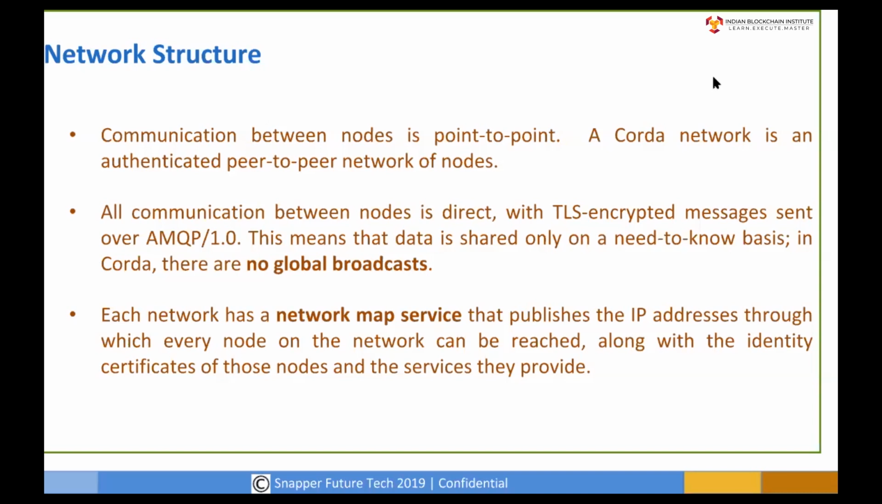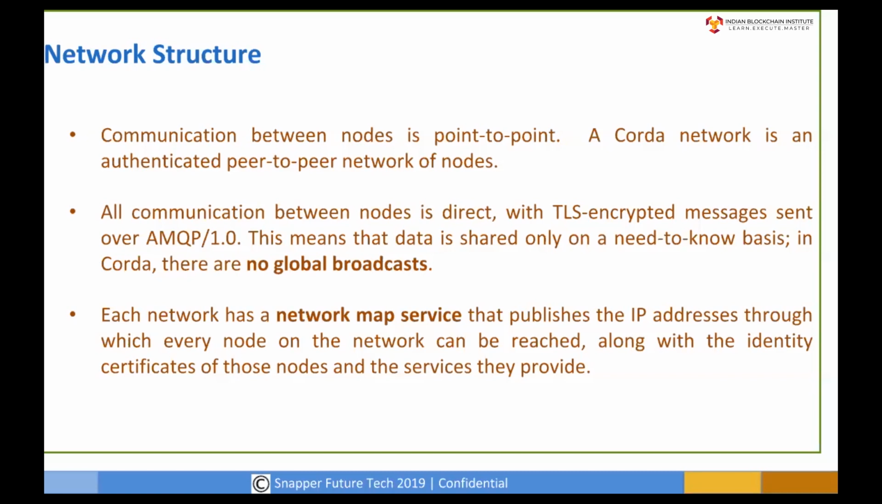Each network has a network map service that publishes the IP addresses through which every node on the network can be reached, along with the identity certificates of those nodes and the services they provide. If you are familiar with Fabric or any blockchain network, the network mapping is mapped to your IP address. It's not the case in public blockchain. It's in the permissioned blockchain that you can map your services with the IP address of your node.